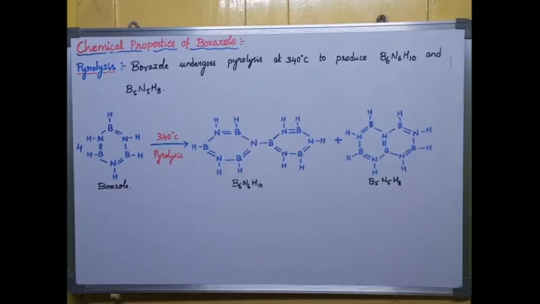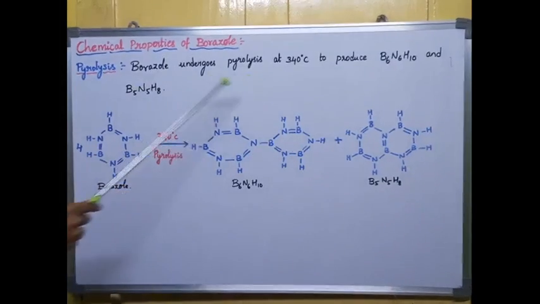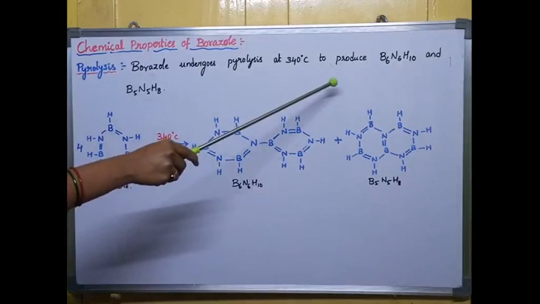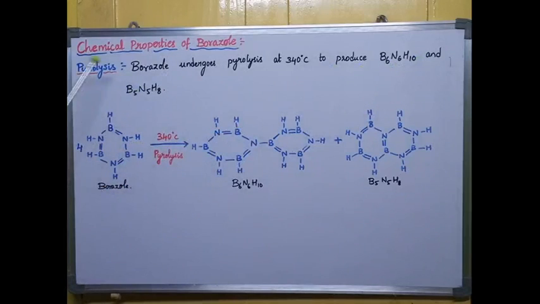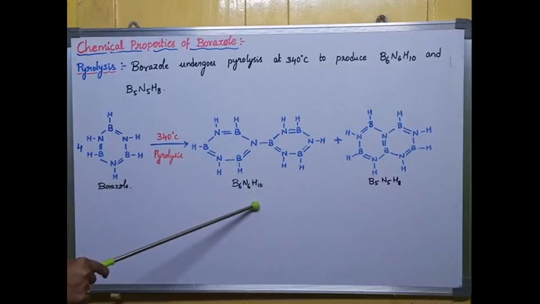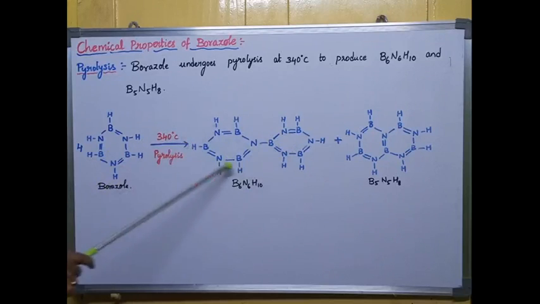Coming to the next reaction, pyrolysis. Borazole undergoes pyrolysis at 340 degrees centigrade to produce two dimers, B6N6H10 and B5N5H8. Pyrolysis means heating in the absence of oxygen. So we heat 4 molecules of borazole in the absence of oxygen at 340 degrees centigrade. It produces B6N6H10, which is a dimer.